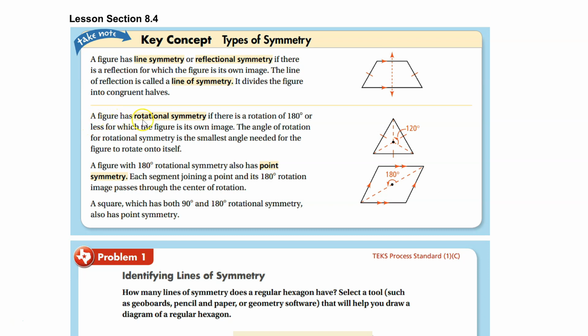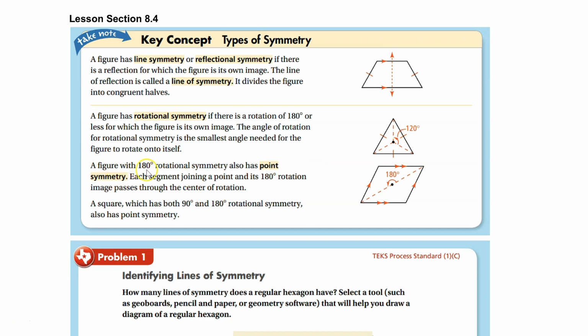A figure has rotational symmetry if there's a rotation of 180 degrees or less for which the figure is its own image. The angle of rotation for the rotational symmetry is the smallest angle needed for the figure to rotate onto itself. So here you see it's 120 degrees and you get the same figure again. This is the point of rotation.